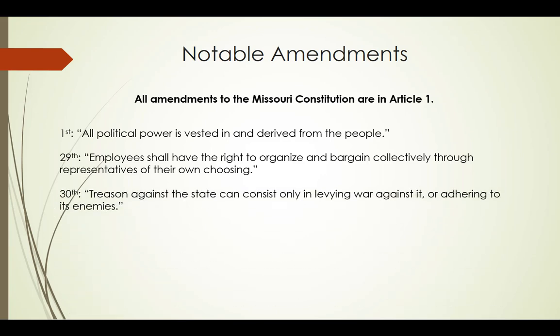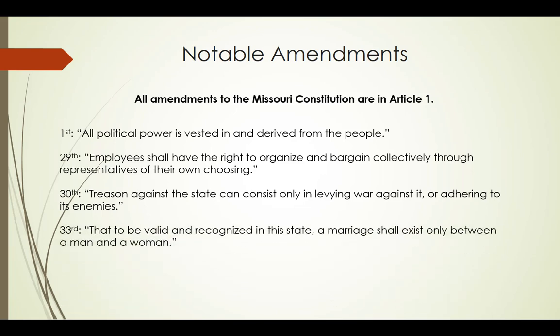The 30th Amendment says that treason against the state can only consist in levying war against it or adhering to its enemies. I have no idea what that even means. How could you commit treason against the state of Missouri or adhere to Missouri's enemies? Kansas? I don't really know.